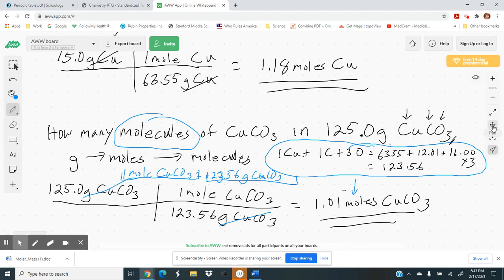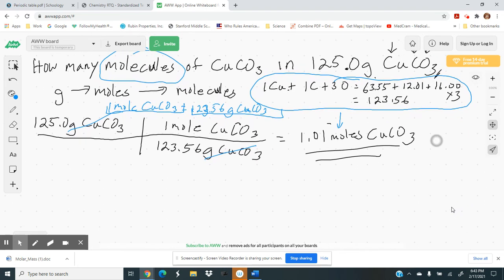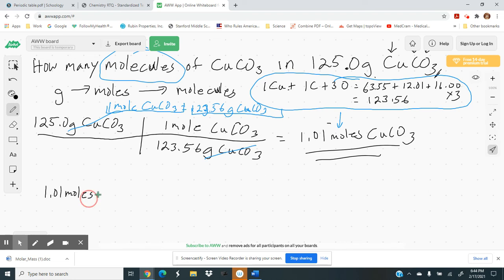For those of you who are done, yay. For the rest of you who want to continue watching to finish this problem, we will. I will go ahead and finish it here. So let's see. Let me go ahead and get my black pen again. And I'm going to bring down the 1.01 moles of copper carbonate. And I want to convert that into molecules.